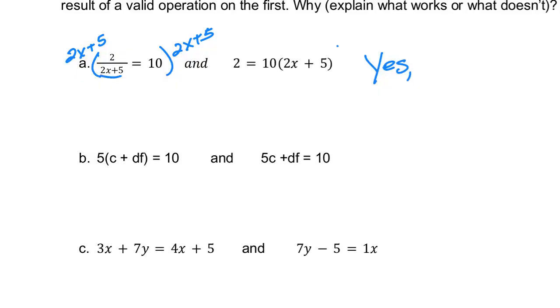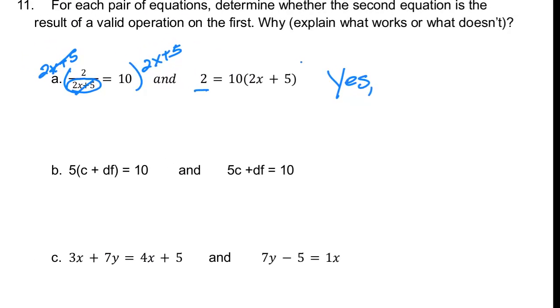So again, this is like a fractional part. Whenever you have a fraction or something in the denominator, to eliminate that, you want to multiply by that denominator. So you multiply by 2x plus 5 for each term in between, and you get 2 equals 10 times quantity 2x plus 5. So we can say, yes, multiply 2x plus 5 on both sides of first equation.